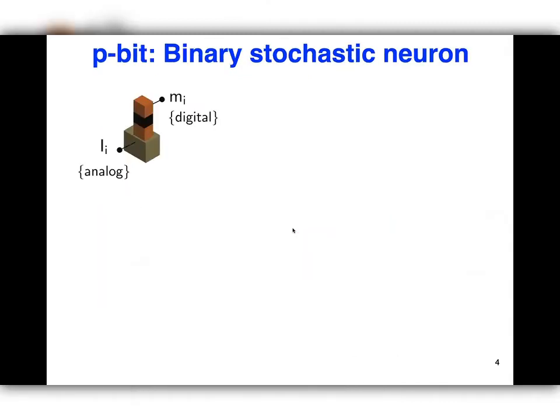Now, let me give you a brief introduction. A p-bit in machine learning language is a hardware binary stochastic neuron. And what is a binary stochastic neuron? Well, it's just this three-terminal device where we don't show the power lines here. You have an analog input and a digital output. And the analog input controls the digital output so that you get a different probability of outputting a 0 or 1 depending on the analog input.